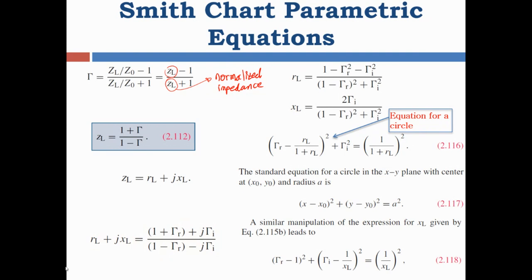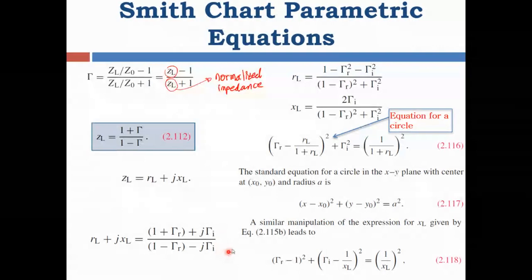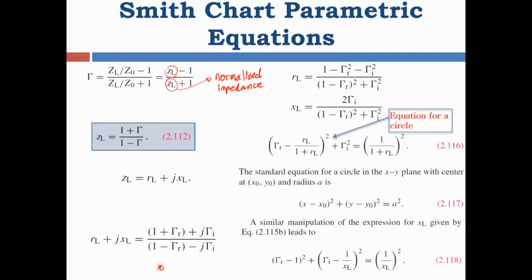Wouldn't you multiply by the complex conjugate? Exactly. So you are going to multiply both the numerator and the denominator by the complex conjugate of the denominator. When you do that, any complex number times its complex conjugate is going to be its magnitude to the power of 2. So the magnitude is the square root of 1 minus gamma r to the power of 2 plus gamma I to the power of 2. But it is the magnitude to the power of 2, so therefore it is going to be 1 minus gamma real to the power of 2 plus gamma imaginary to the power of 2.